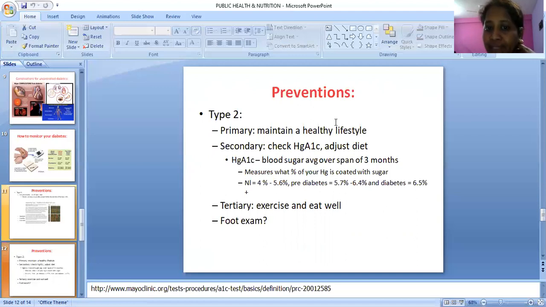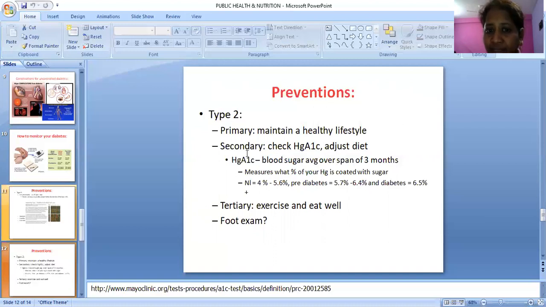What is primary? Maintaining a healthy lifestyle, going for a walk. Instead of taking the lift, take the staircase. Next, healthy eating, avoiding fast food, avoiding whites. Next, a balanced diet should be taken.